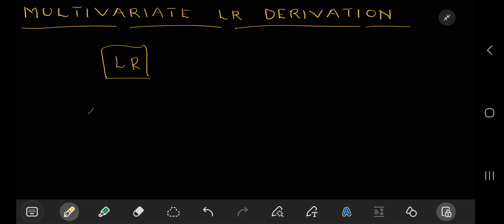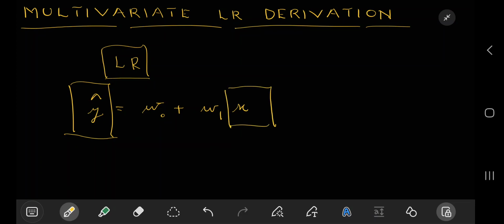It was something like this: y cap is equal to w0 plus w1x. So you had derived something like this, where y cap is the predicted value and x is the independent variable. Given a value of x, we had to find the value of y cap, and we had the value of y, which is the actually observed target. Then we compared y cap and y, and that is how we did the derivation.